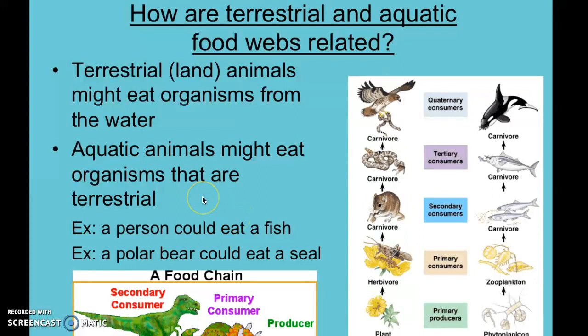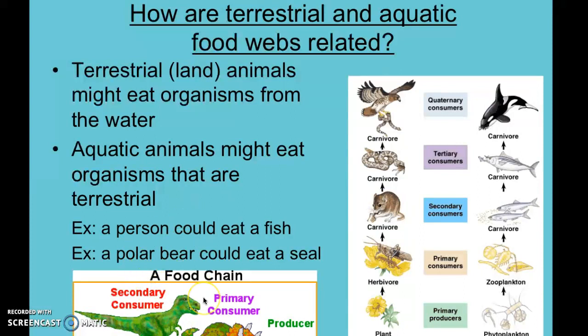So that would be a distractor. That would be incorrect. So you may have some things that are either terrestrial or aquatic, but you might not necessarily have that organism eat the other organism. So you want to look for things that make sense, like a person eating a fish, or a bear, like a brown bear, eating a seal. That's another example.